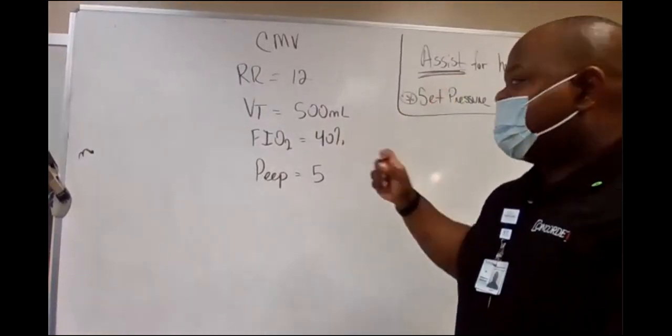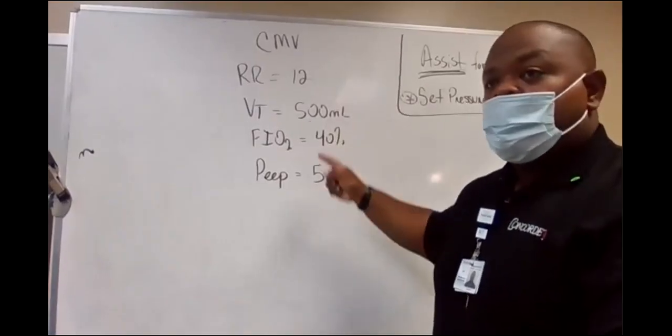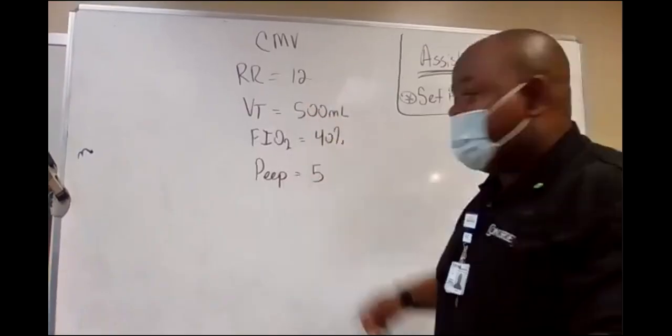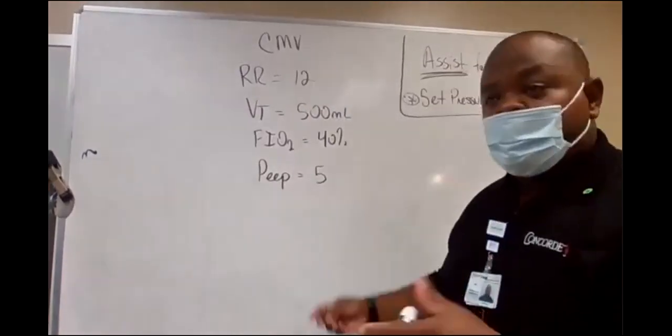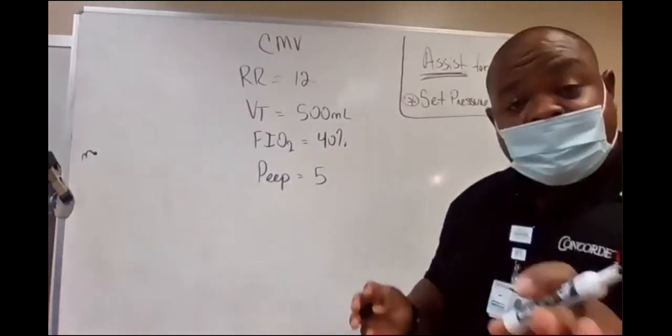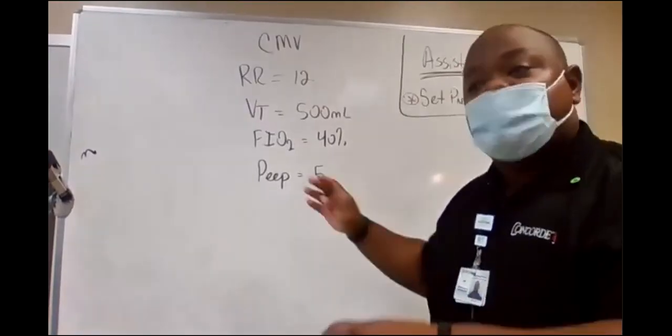They ain't gonna kill you, no, because it's still gonna give you the breaths. It's gonna give you this, guaranteed. It's gonna give you 12 breaths a minute if you set it. If you set it at 20, it's gonna give 20 a minute. Whatever you set, that's what he's gonna get in CMV. If you set this in assist control, that's what he's going to get.